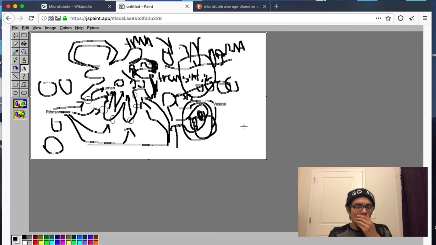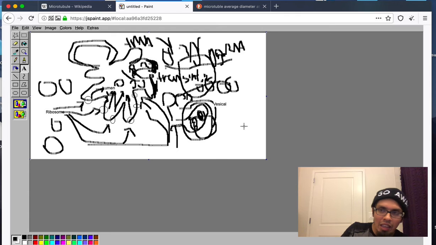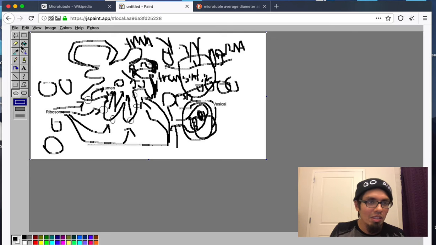Now remember, the vesicle, what does the vesicle do? The vesicle is responsible for transmission or a transport of the protein to the Golgi apparatus. Okay, so I've mentioned the Golgi apparatus here. Okay, what is the Golgi apparatus?